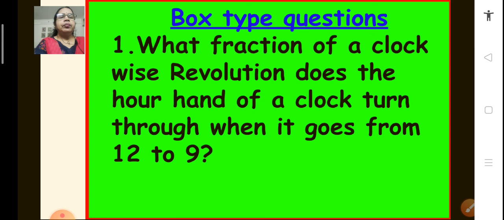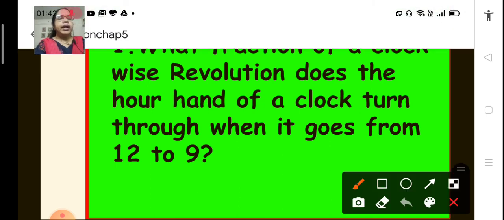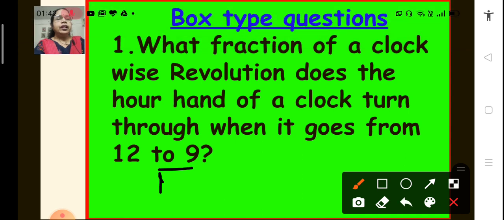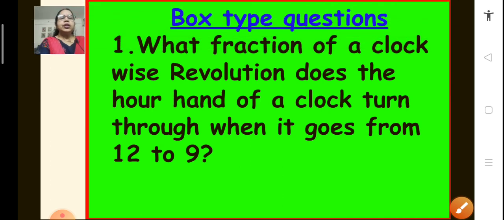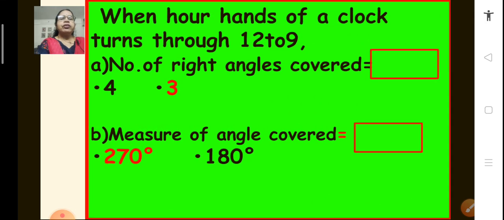Next, box type of questions where you can have a box or a blank to fill. A box like this or a blank to fill by clicking the right option. So let's see what is the first question. What fraction of a clockwise revolution does the hour hand of a clock turn through when it goes from 12 to 9? So what is the fraction of revolution?